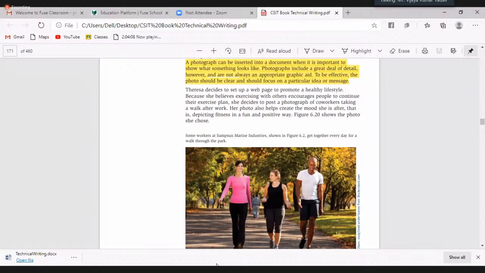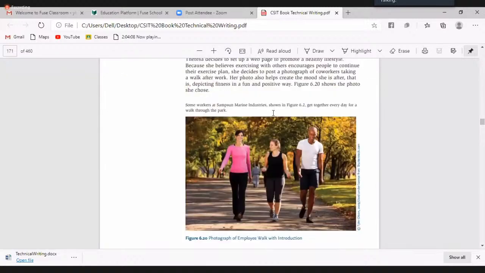The photograph must be clear, because if the photograph is hazy, not clear, then things may not be evidently clear to the audience. The audience may not understand. So if we are going to use a photograph in our technical document, we should always remember that whatever photograph we use must be clear. Only then can whatever we want to convey to the readers be easily conveyed, and they can understand the things from the photograph.